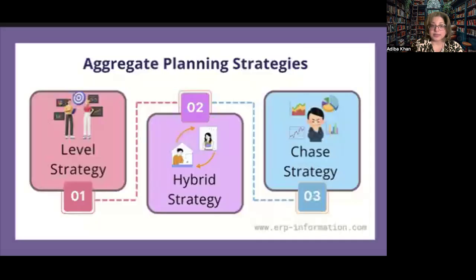All right, so let's look at some aggregate planning strategies. Production strategies overall are long-term plans for the production of goods and services. Another way that they're referred to is aggregate planning strategies. Aggregate planning strategies aim to achieve a central goal or objective that's established by the company's management team.